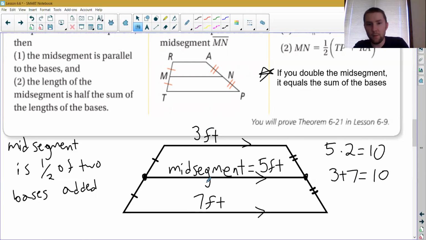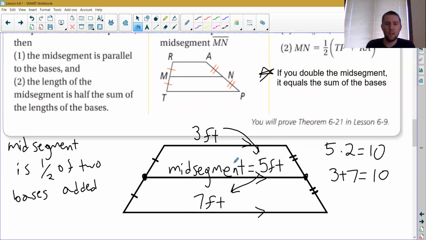Another way to do that if you want to, if you just think, how do I get from 3 to 5? Well, I have to add 2. So if I do it again, that should get me to the other base. Add 2 and add 2 again. The same would be true if I knew this one, I could go minus 2. So we can use that sort of relationship as well, just knowing that the midsegment's length is right in between these two bases.